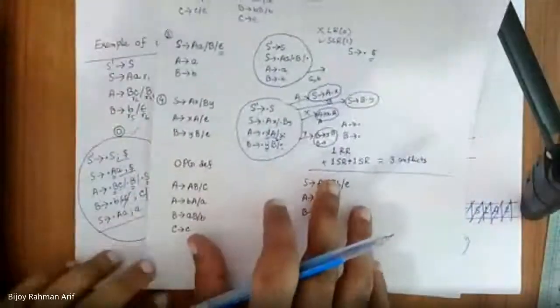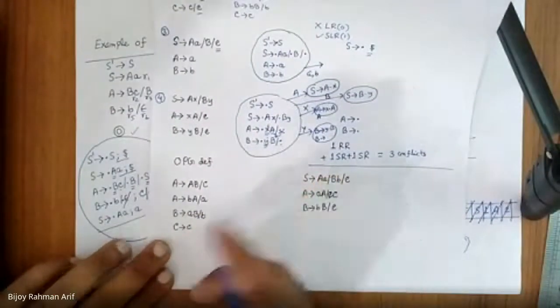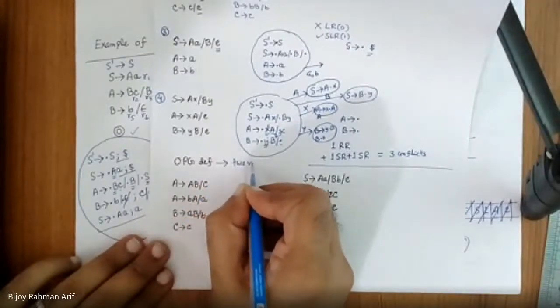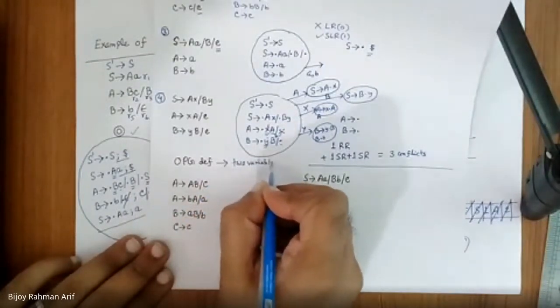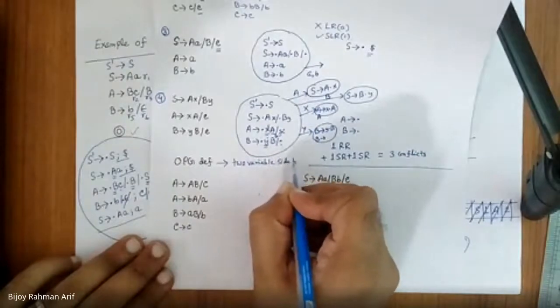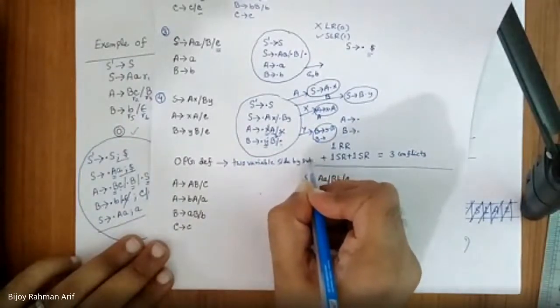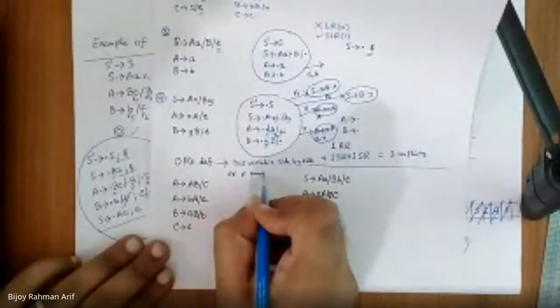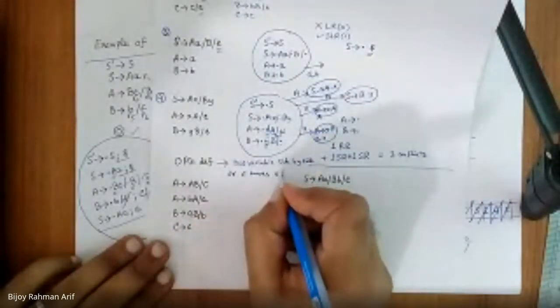Okay, so let's go to the next one. Operator precedence grammar definition. Very simple. Two variables side by side, or epsilon nodes. If this is present, then it is not operator precedence grammar.